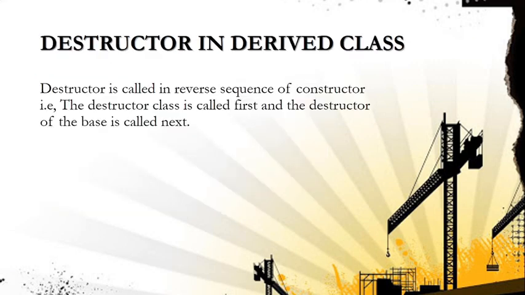The last one is destructor. It is called in reverse sequence of constructor. That is, the destructor of the derived class is called first and the destructor of the base is called next. Usually when we introduce constructor, the base class is called first and then we go for the derived class, but destructor goes in reverse order. It calls the derived destructor first, and then goes for the base class. So let's see a few examples. Let's see two examples for constructor and derived class and one example for destructor.